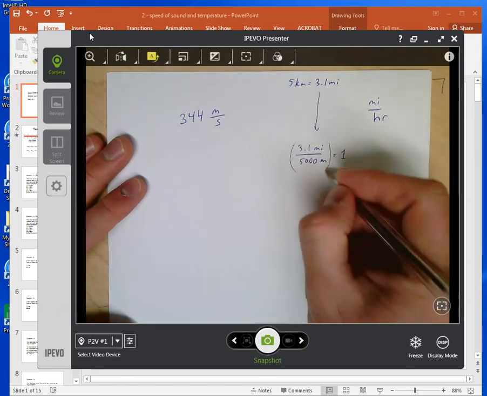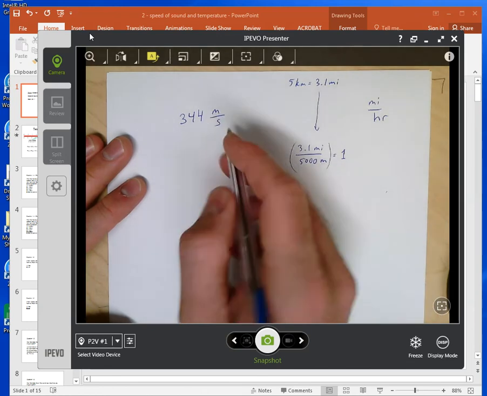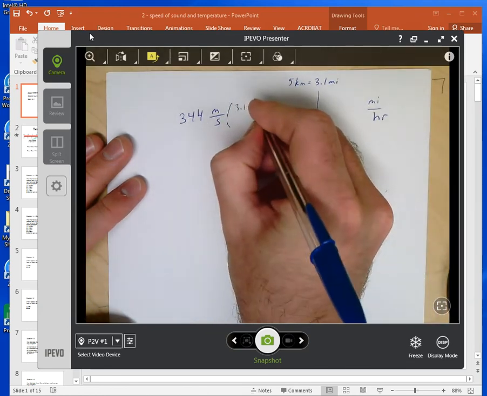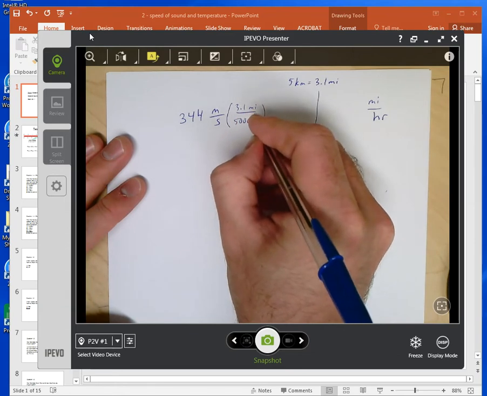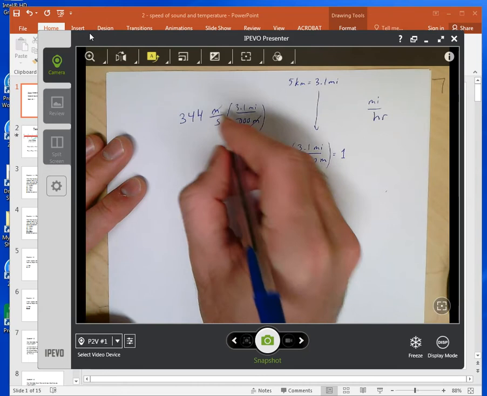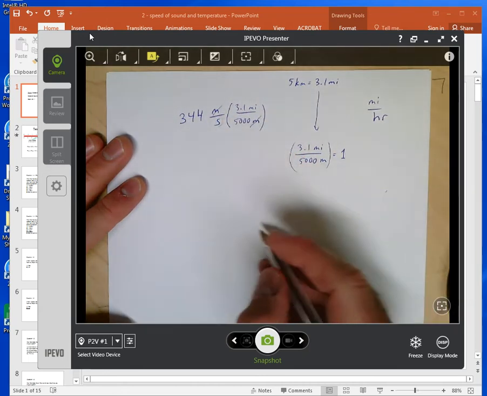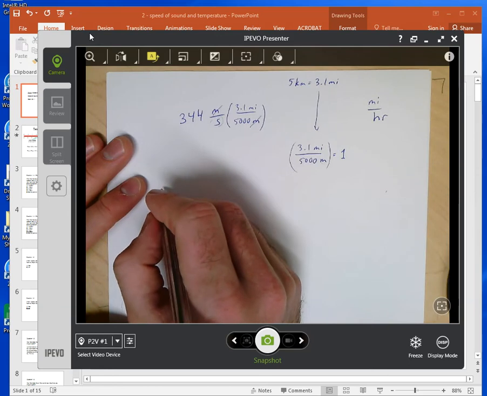So I'm going to take this fraction here. Notice how I was careful to put the meters on the bottom, because when I multiply, we get 3.1 miles divided by 5,000 meters, since 5 kilometers means 5,000 meters. This is going to cancel out the meters, and I'll have 3.1 times this. But now I still have seconds. I need to turn that into hours. Well, I have to think about how many seconds there are in an hour.